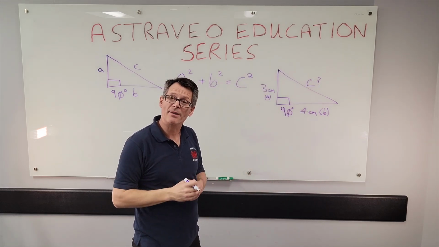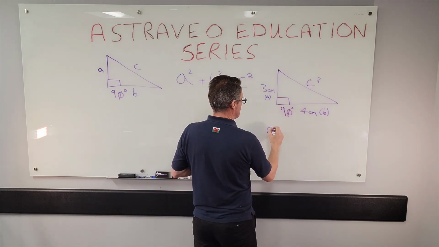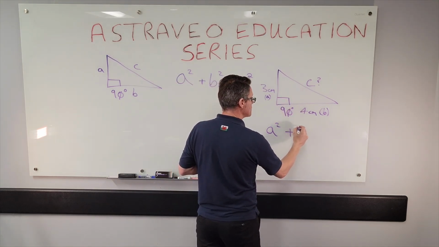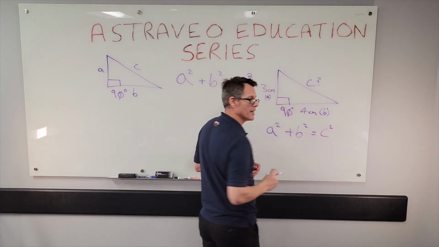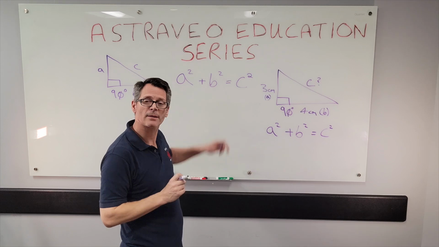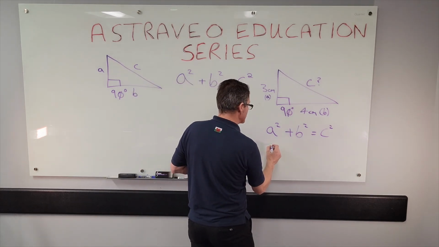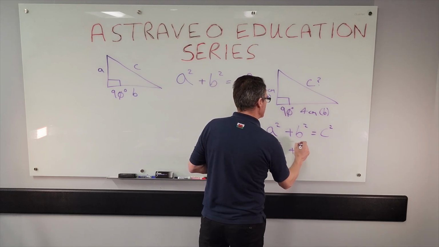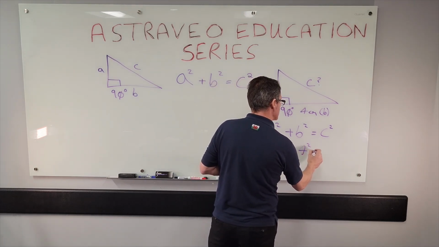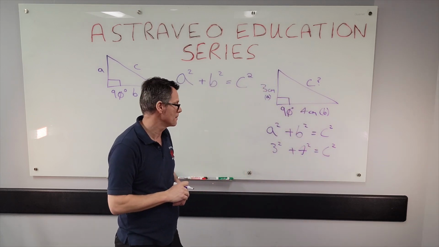According to the Pythagorean theorem, it's quite simple. We know that A squared plus B squared equals C squared. That's our fundamental statement of the Pythagorean theorem. Well, we know A is 3 centimetres. We know B is 4 centimetres. And it remains to be seen what C is. We have to work out C.